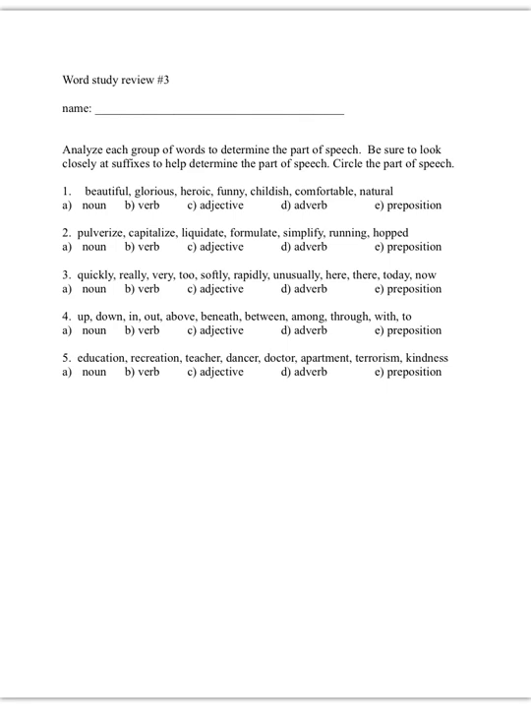So the directions for word study review number 3 is to analyze each group of words to determine the part of speech. The part of speech is the job that the word does in the sentence. Be sure to look closely at suffixes to help determine the part of speech, and then all you have to do is circle the part of speech. I'm going to read through all 5 of them, and then we'll just do one together.